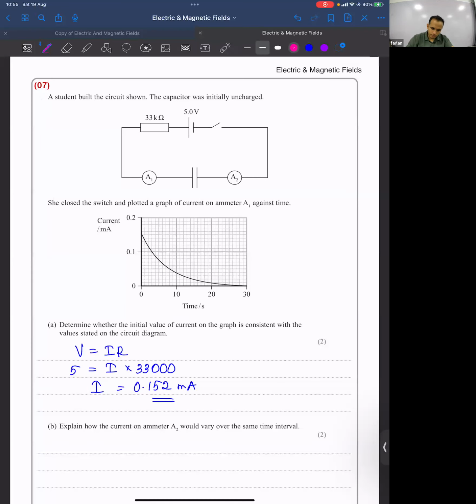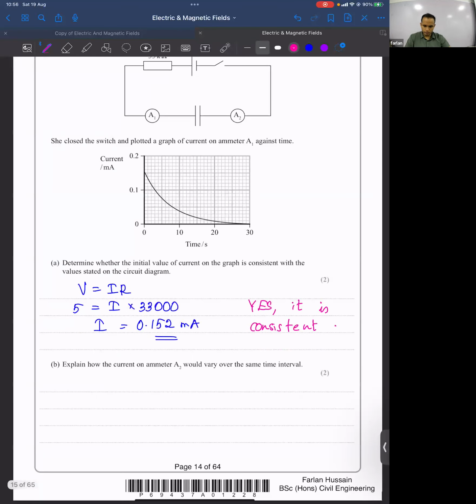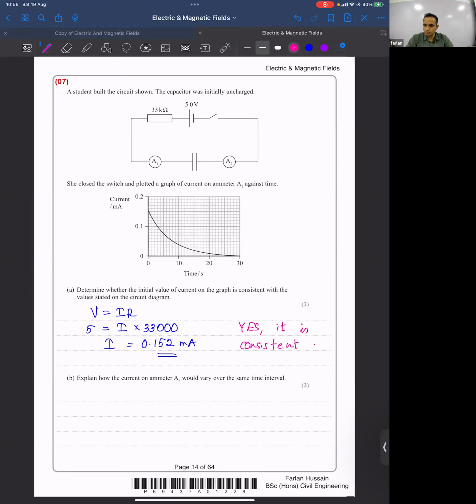So the conclusion is, determine whether the initial value of the current on the graph is consistent with the value stated on the circuit diagram. Yes, it is consistent. So aren't you supposed to state the value in the graph? Yeah, if you want, I don't think it's necessary. It's obvious from the graph. Yeah, not necessary when you say it's consistent.